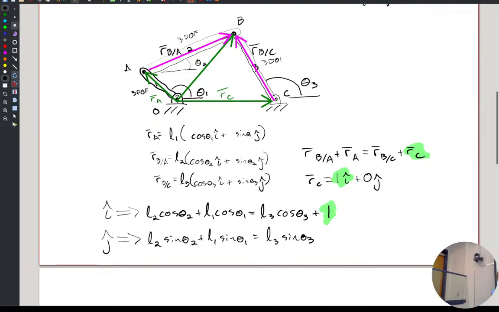What is this equation telling us? What is that J component? This distance plus that distance equals that distance. What are those distances? The Y, right? So this is one step up, L1 sine theta 1. This is another step up.